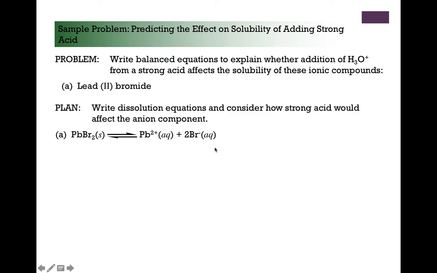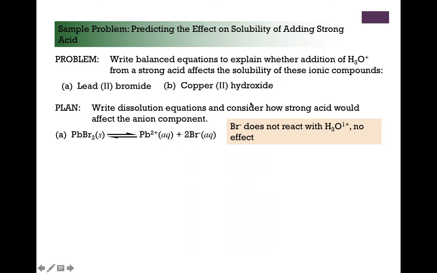Well, that would form hydrobromic acid. Well, hydrobromic acid, that's considered strong. So it would in fact immediately dissociate back into solution. And so the addition of hydronium here would not cause any change in the solubility of our lead two bromide. No effect. If we had something like copper 2 hydroxide, our copper 2 hydroxide would try to dissociate to a small amount into our copper 2+ ions and 2 hydroxides.